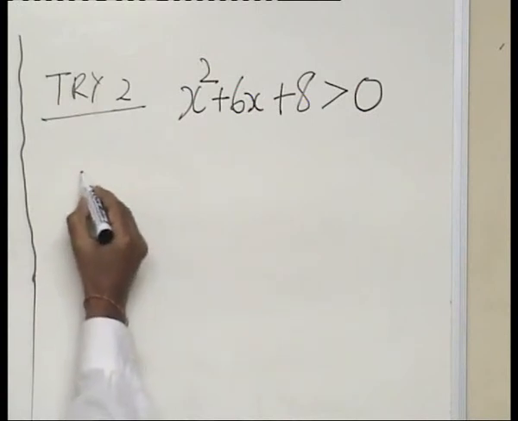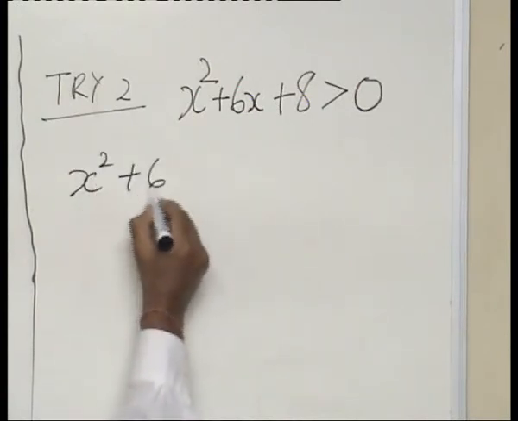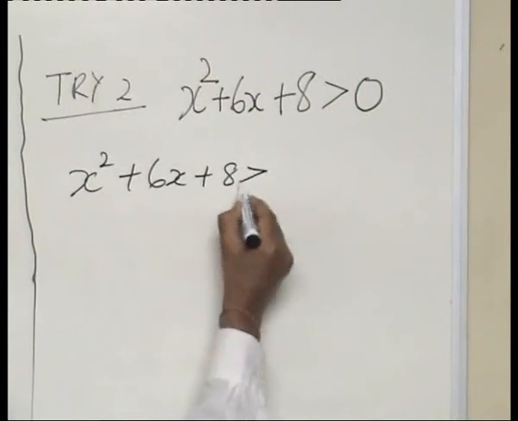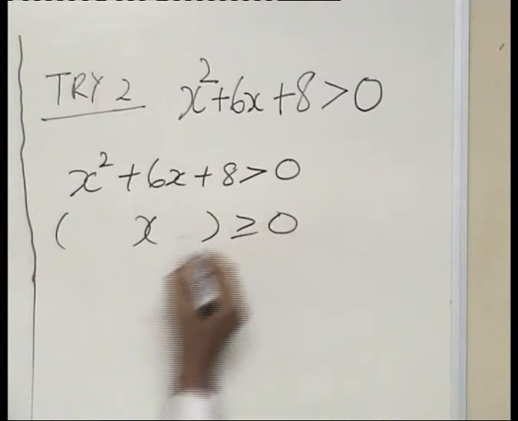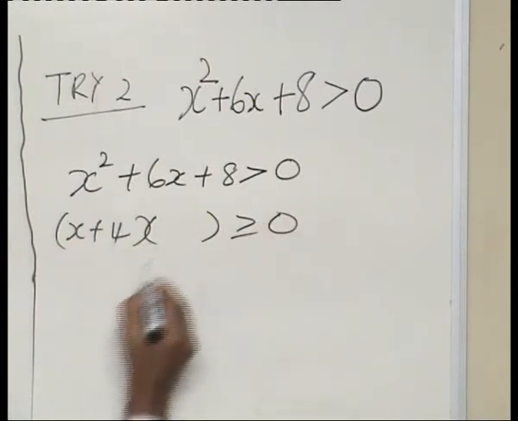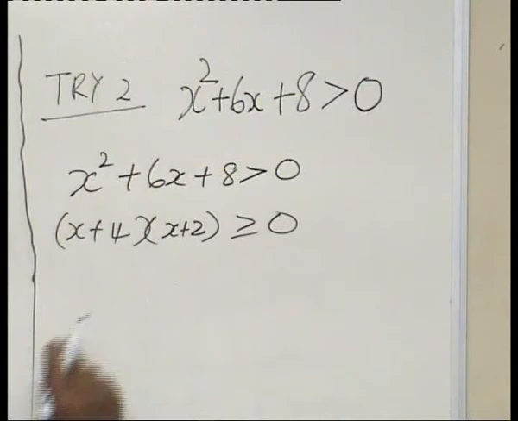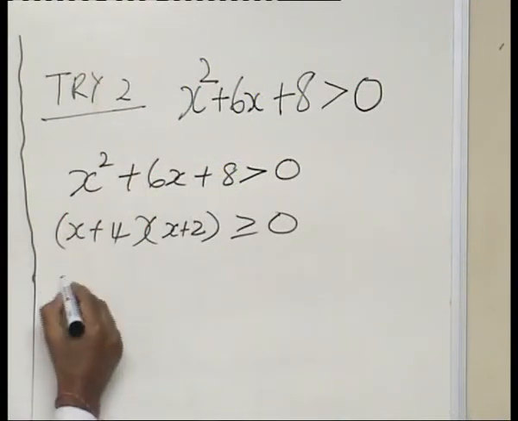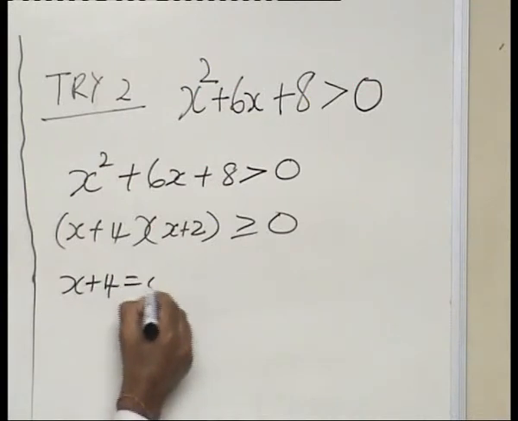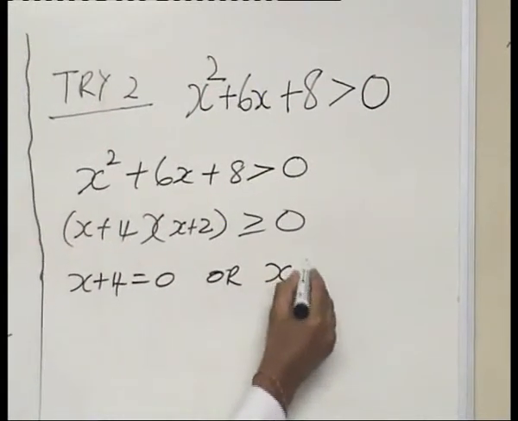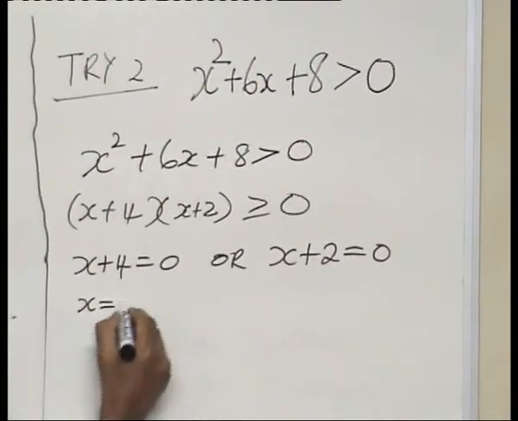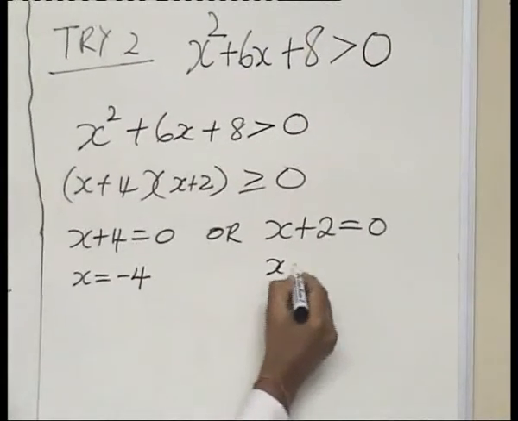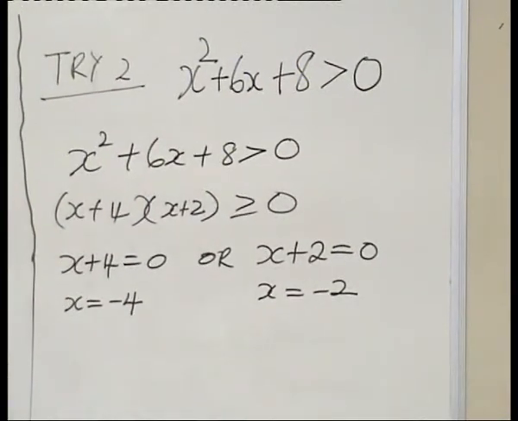Let's see. I'm sure that you wrote the question down like that, and then you factorized it. So your factors are x plus 4, x plus 2, and you tested your factors and you are sure that it is correct. Then you take each factor, you make it equal to 0, and you solve for x, so you get x is equal to minus 4, x is equal to minus 2.